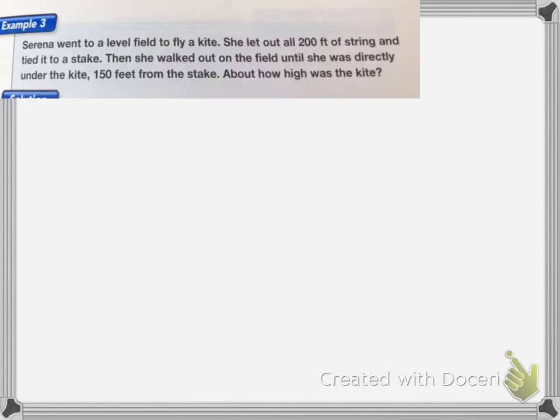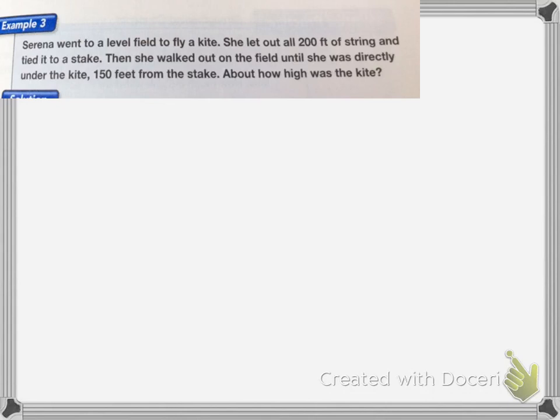Okay, this one. Serena went to a level field to fly a kite. She let out all 200 feet of string and tied it to a stake. Then she walked out on the field until she was directly under the kite, 150 feet from the stake. About how high up was the kite?